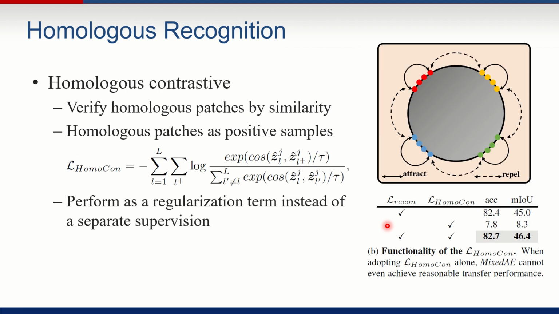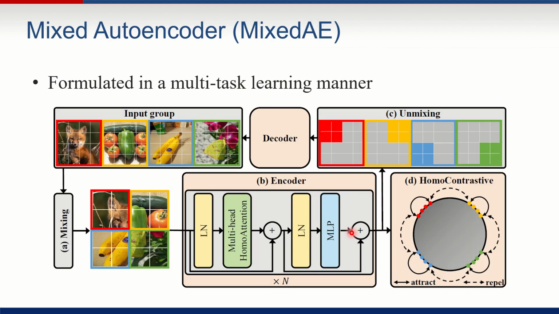And to verify the accuracy of homologous attention, we propose the homologous contrastive loss to encourage features of homologous patches to be similar. Different from iBOT, the homologous contrastive here performs as a regularization term instead of a separate self-supervision, as demonstrated by our ablation in the right table here. Finally, we formulate the mixed autoencoder in a multitask learning manner by optimizing the pixel reconstruction loss and the homologous contrastive loss simultaneously.